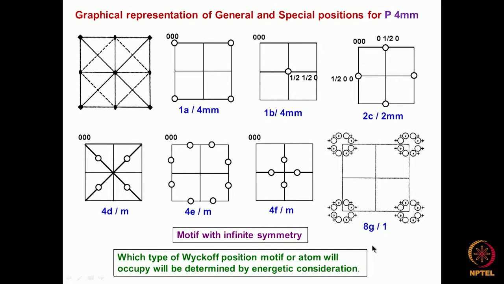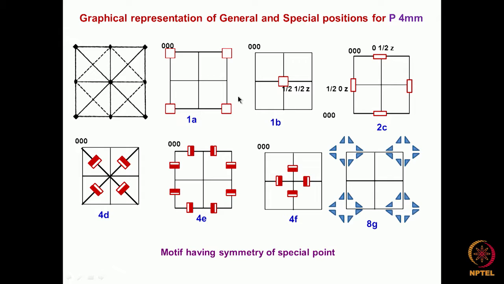If you look at this structure generally, if only one type of atom is there, the most likely choice is the one which has got the maximum symmetry, because that will have the lowest energy. Suppose the motif is not an atom, and we are putting a cluster or a molecule at that point, then what will happen? If the molecule has the full symmetry, if it exhibits 4 mm symmetry in this particular case, then we can put one molecule each at this position, so that it satisfies the symmetry of the lattice.